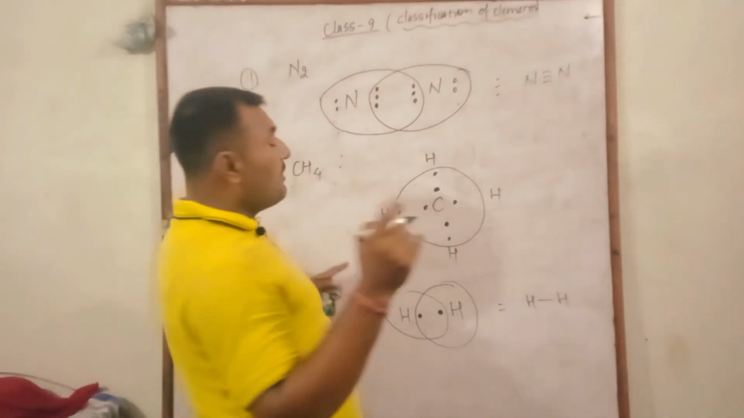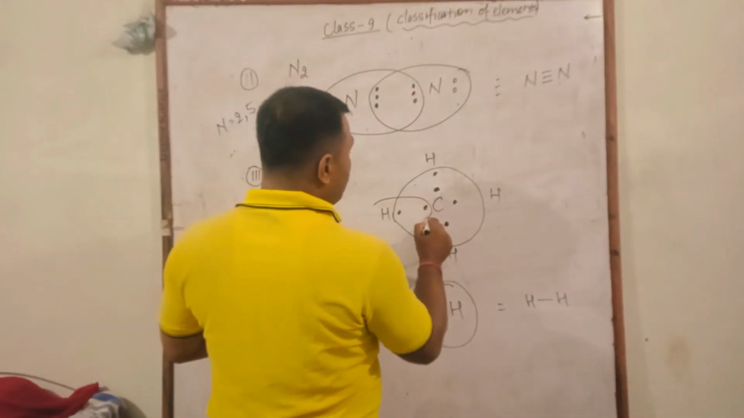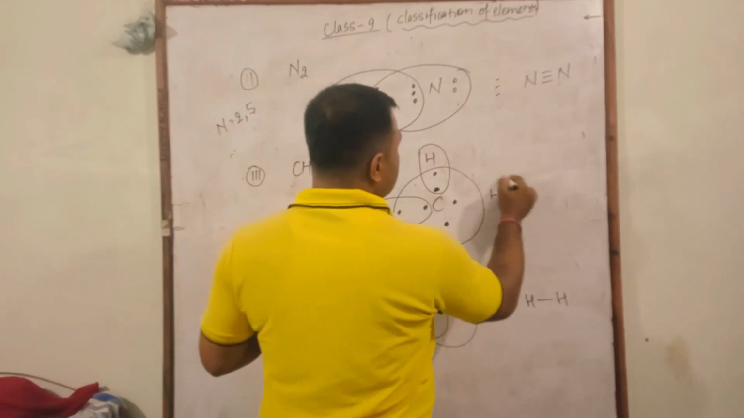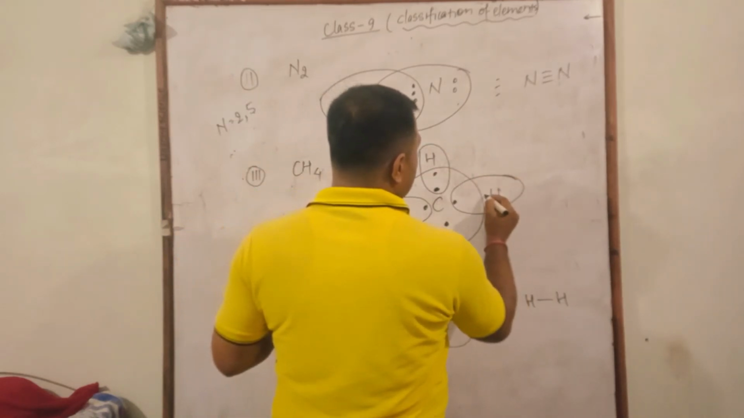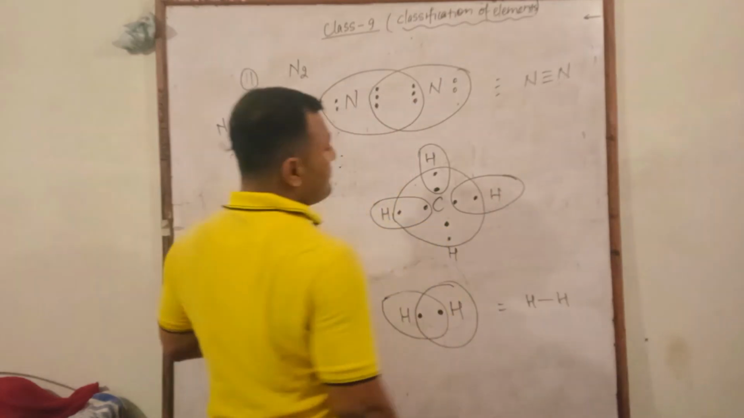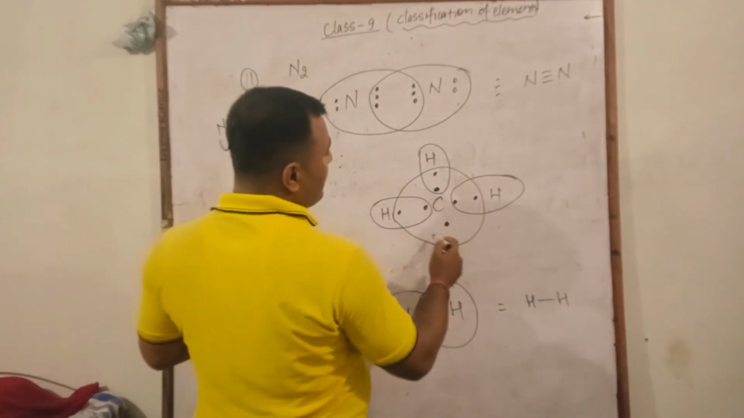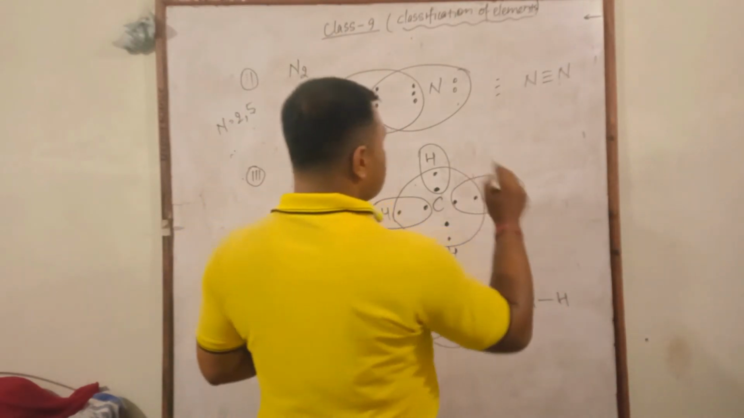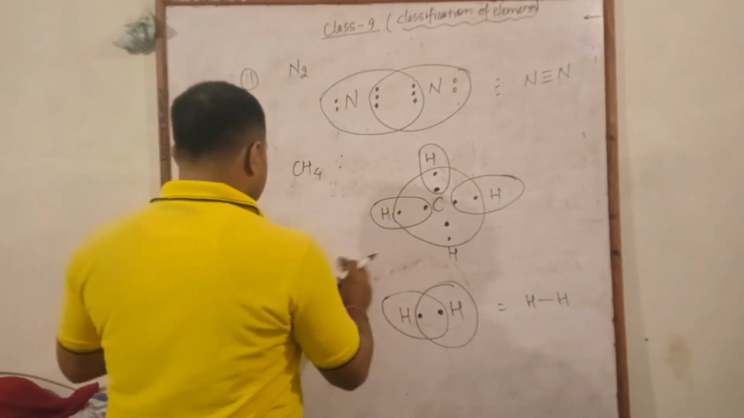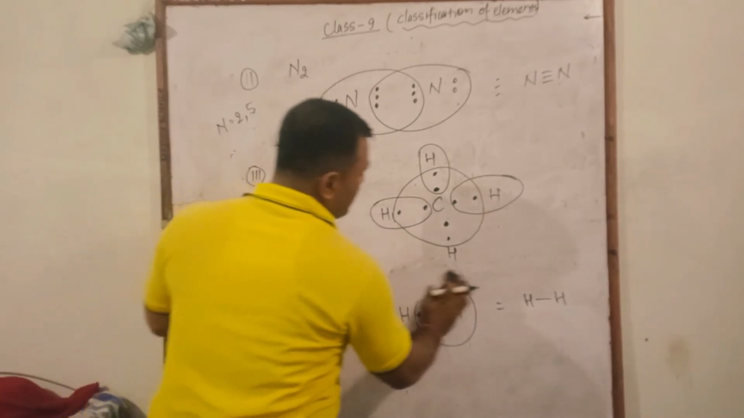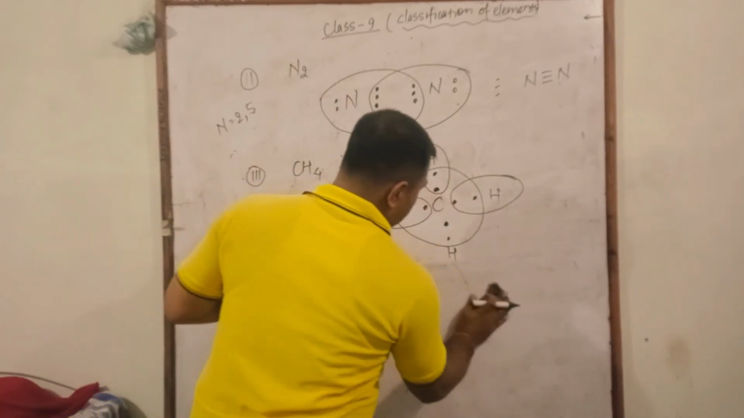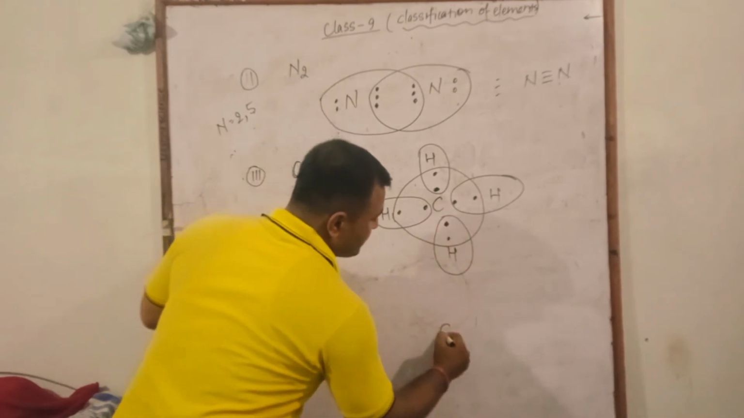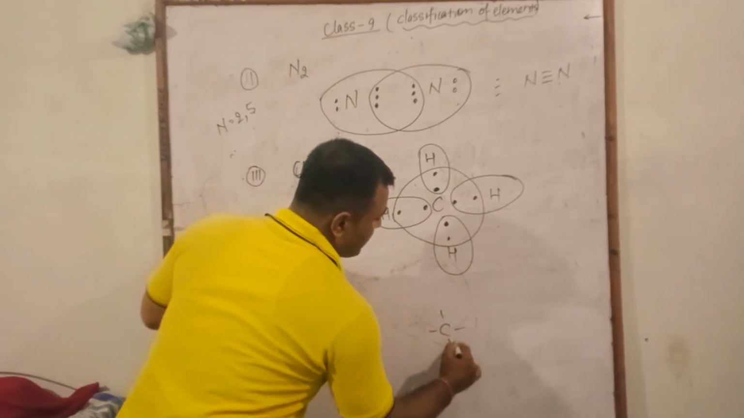Hydrogen has only 1 electron, it needs 1 more and shares 1 electron of carbon. Every hydrogen atom shares 1 electron, and in this way the octet of carbon gets completed and the duplet of hydrogen gets completed, which is known as the covalent bond formed in methane. Our bonding structure can be shown by CH, H, H.